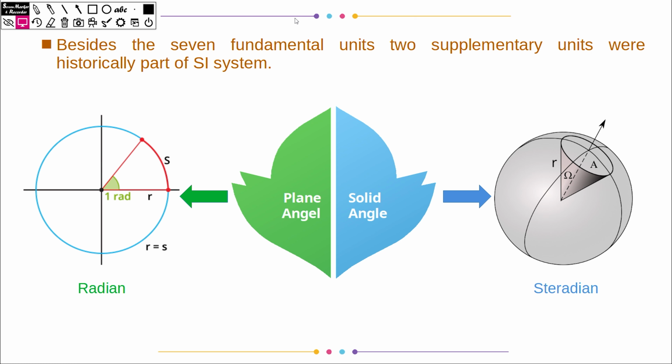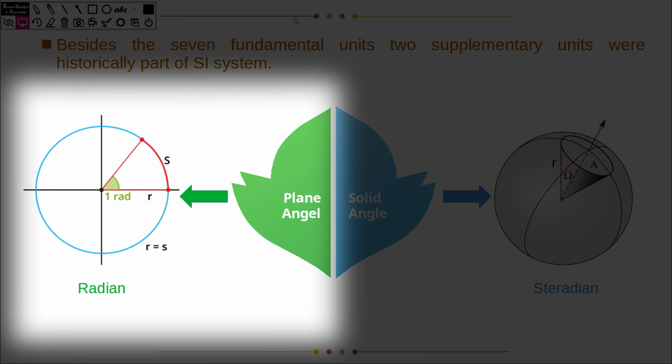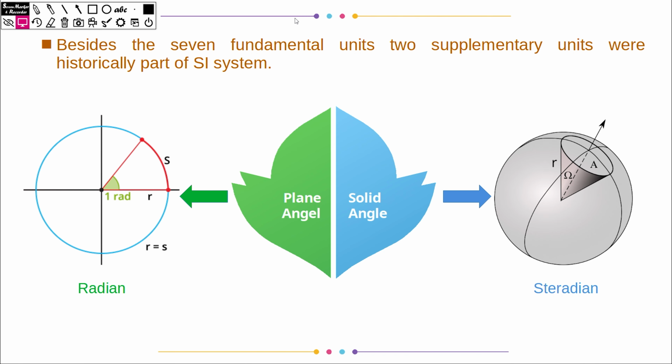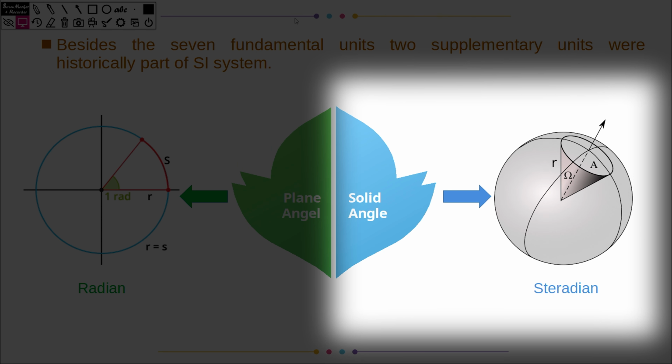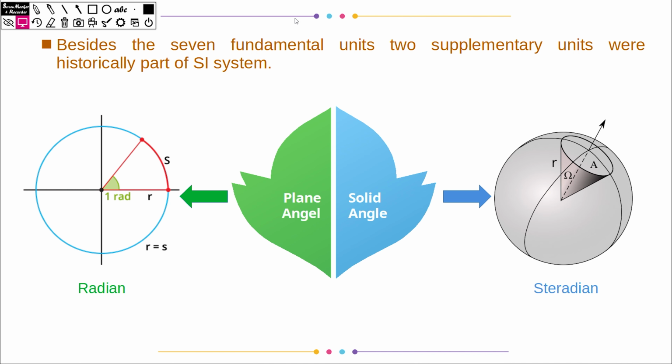The 2 supplementary fundamental units that were historically part of the SI system are radian, which is the unit for plane angle, represented by the symbol rad, and steradian, which is the unit for solid angle and is represented by the symbol sr. Now the question is, what is a plane angle and what is a solid angle? Plane angle is 2D. It is the angle formed between 2 intersecting lines that lie in the same plane. Whereas solid angle is 3D. It is the angle that the circle makes at the center of the sphere.